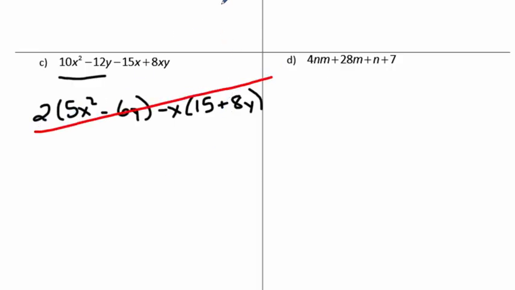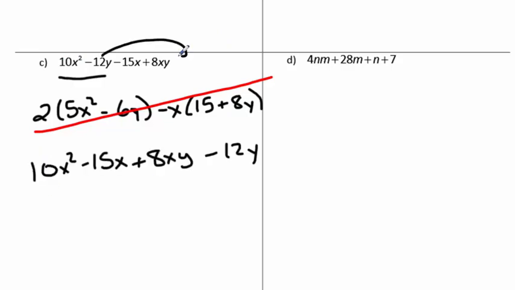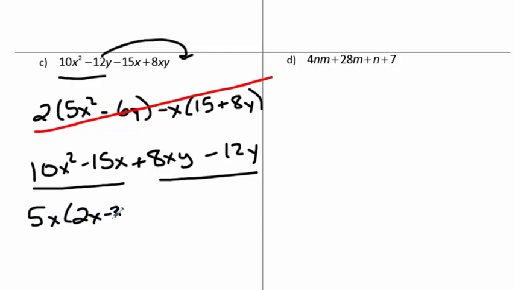Okay? Let's rearrange the terms and try again. Move this minus 12y to the end. Now we're going to try factoring each of these groups. If we look at the first group here, I can divide them both by 5 and x. So if I divide 5x out, I'm left with 2x minus 3.